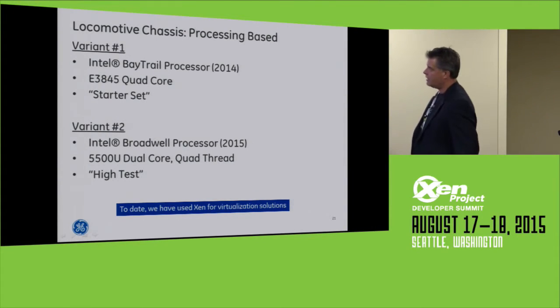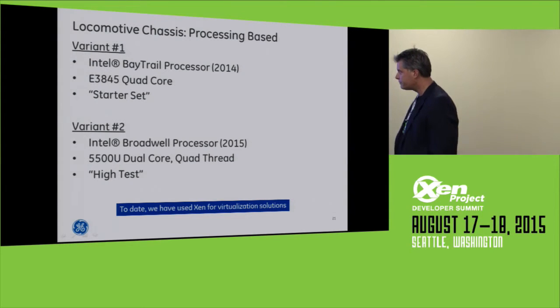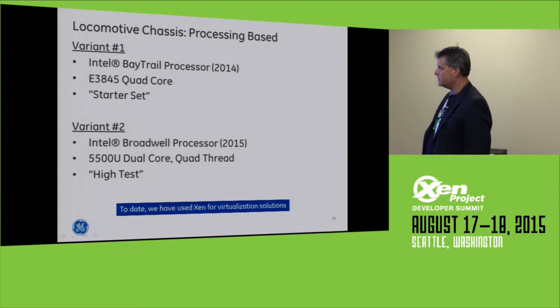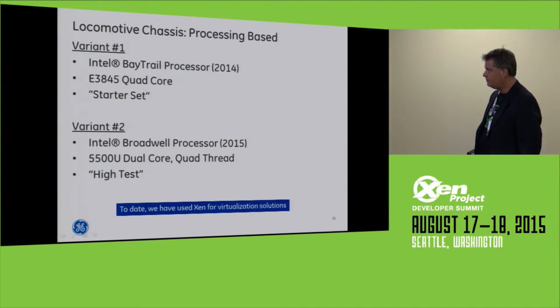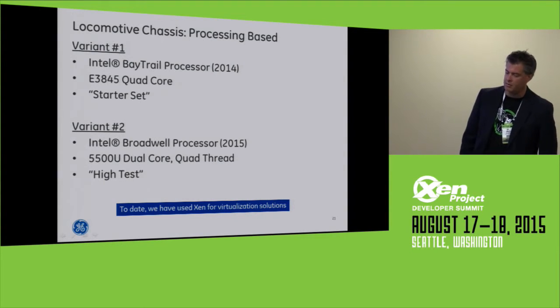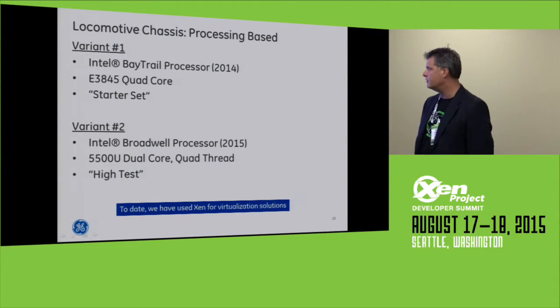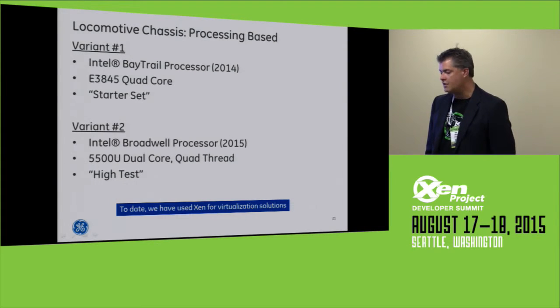We do use Zen, though, on our Intel-based platform. The first is an Intel Bay Trail processor. It was released in the fourth quarter of 2014. It's labeled as an Atom because they didn't want to market it separately, but its architecture is certainly a lot different than Atom. It's called an E3845.